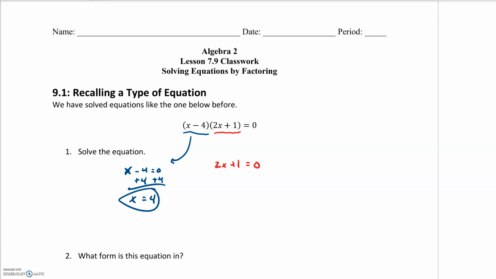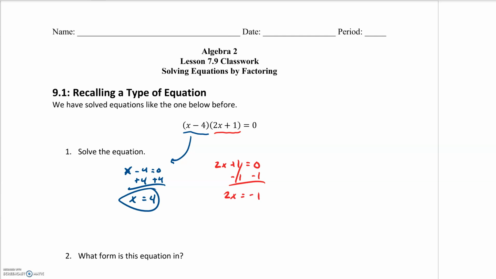Next one, 2x plus 1 equals 0. We need to get the x by itself. I notice that there's a 1 stuck over here. Remember, we got to do PEMDAS in reverse, so we got to get rid of this addition and subtraction first. So I'm going to subtract 1 from both sides, leaving 2x on the left, 0 minus 1, negative 1 on the right.